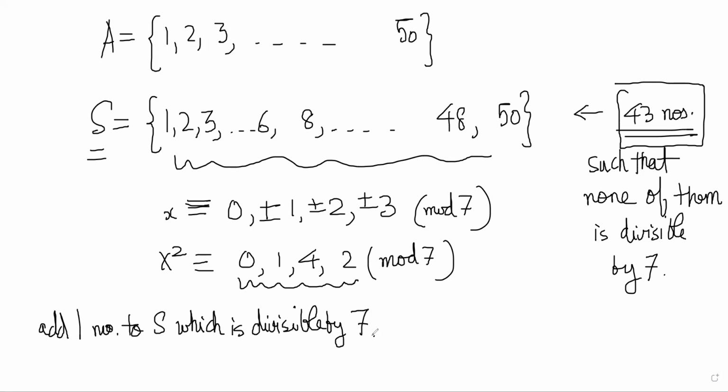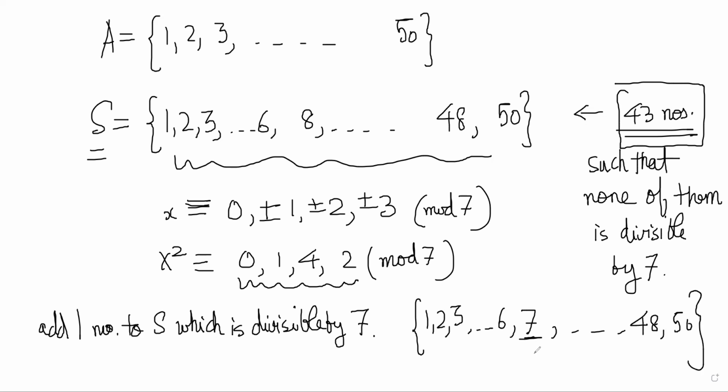Why? Because if you just add one number to S, it still doesn't make the sum of squares of 2 separate elements from here divisible by 7. So you can say 1, 2, 3, you can say 6 and 7. You can put 7 inside and write the same set. You will never be able to take 2 numbers from this set and add their squares and get a divisible by 7 situation. So we can add one number to S, which is divisible by 7.